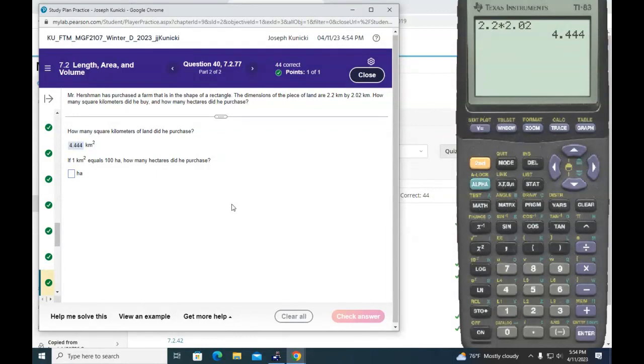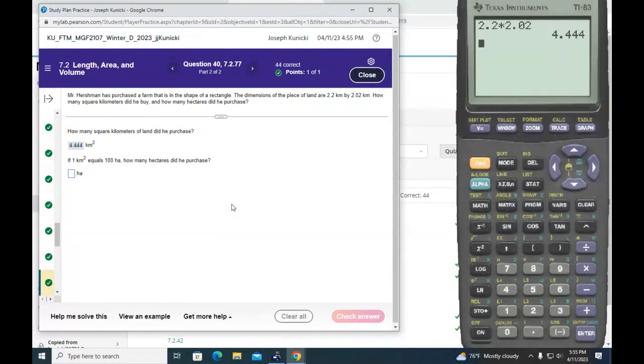So you can see how to do it. It's pretty straightforward. We have 4.44 square kilometers, and we're going to multiply by a unit fraction. We have 1 kilometer squared equals 100 hectares. So I want to cancel the kilometers. If these are equal, then I can multiply both sides by this fraction because it's equal to 1. This is 1. It's a unit fraction, right?